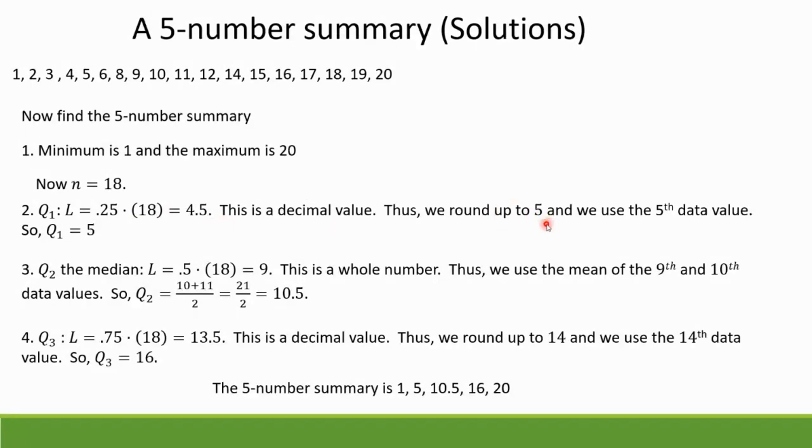So that means we take the data value in the 5th position, meaning the 5th data value from the bottom. So we have 1, 2, 3, 4, 5. So in this case, it happens to be 5 as well. That's just coincidence.